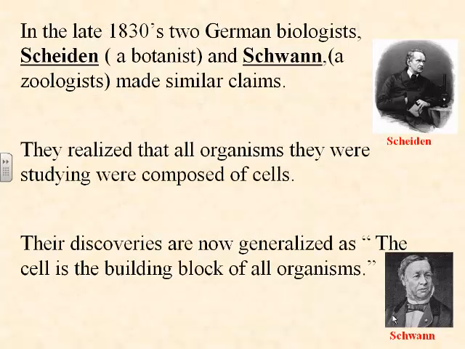In the late 1830s, there were two German biologists. One was studying plants, and that's Schleiden, and there's Schwann, who was studying zoology, or the study of animals. Both of them realized, as they started to talk, that what they were looking at under the microscope looked fairly similar, even though one was looking at plants and one at animals. So they realized that all organisms, regardless of plants or animals, were composed of cells. Their discoveries are now generalized as a phrase you will hear so much in biology: cells are the building blocks of organisms, or cells are the building blocks of life.